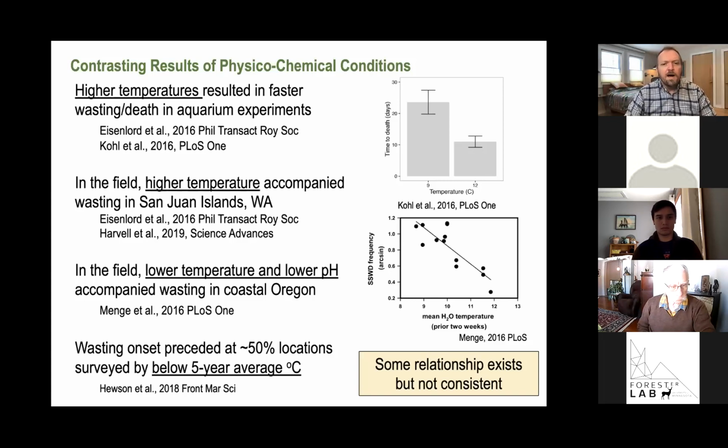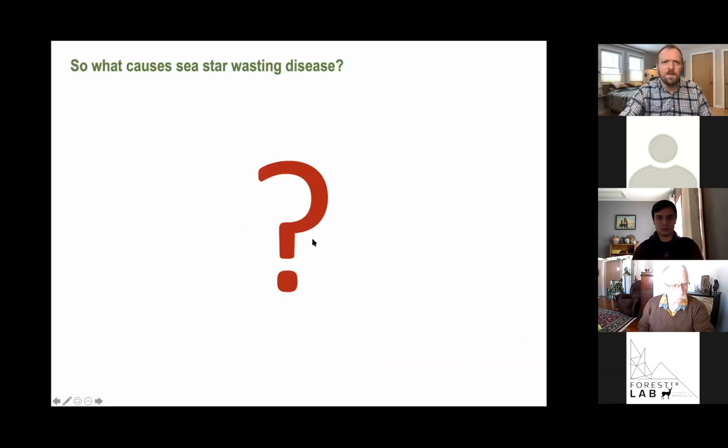We also started to look at interannual variation in temperature, looking at basically the months that were preceding the onset at these different sites. And in fact, at about half of the locations, the sea surface temperature was lower than the 5-year average of temperature. In other words, it was preceded by cooler water. It was a little bit peculiar. So we couldn't distinctively say that temperature is related to sea star wasting, but it seemed to have some interaction at certain sites. So the big question is, what causes sea star wasting disease?